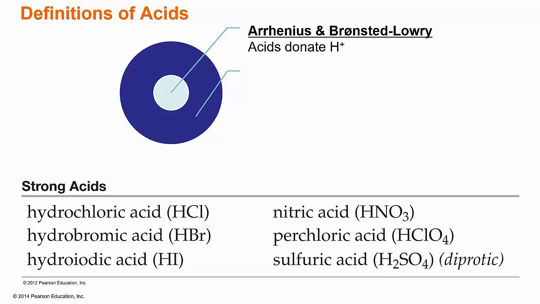All of these Arrhenius and Bronsted-Lowry acids are also Lewis acids. Notice how the inner circle is contained within the outer circle. And so Lewis acids are any acids that accept an electron pair. And so these are all going to be classified the same way as Lewis acids, but they're also Arrhenius and Bronsted-Lowry. And we'll talk more about what that means later.